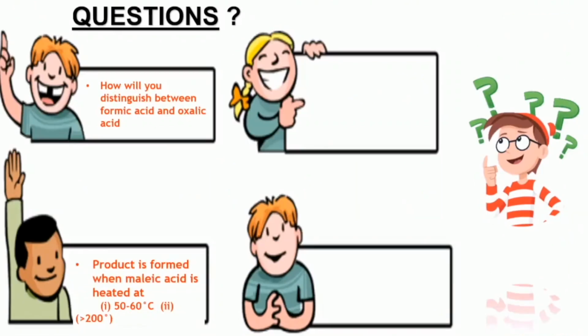Let's come to our next question, that is, how will you distinguish between formic acid and oxalic acid? So the answer for this question is that in order to distinguish between formic acid and oxalic acid, we can do Tollens test, because formic acid gives positive Tollens test, whereas oxalic acid doesn't. Now a question may arise into your mind that formic acid possesses a carboxylic acid group, so why it gives Tollens test positive, which is for carbonyl compound?